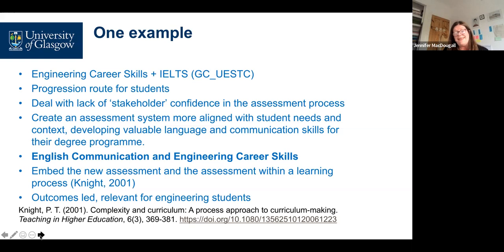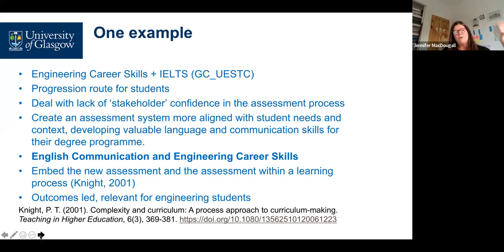So the idea was that we would, that shouldn't say embed the new assessment and the assessment within a learning process. It should say embed the new course and the assessment within a learning process. So the idea here was that the learning process would be something relevant to the students, we would develop this course and the assessments would come organically from this course. That was the idea that we had.